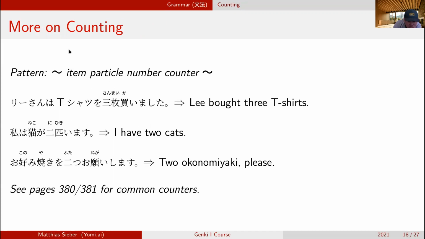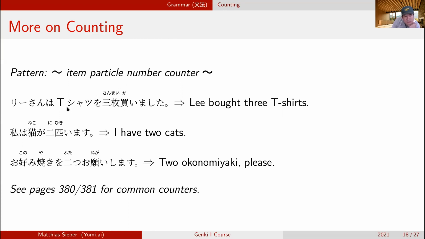So let's look at this pattern here. There's something, then you talk about the actual item, for example the t-shirt, then you have some particle, then the number, and then the correct counter, and then something else. This is one of the patterns where counters are used. The example that Genki has is Lee-san wa t-shirts o sanmai kaimashita, which means Lee bought 3 t-shirts. So we have the item t-shirtsu, then a particle o in this case, then number san, counter mai, and then the rest of the sentence, kaimashita. The particle is determined by the rest of the sentence.